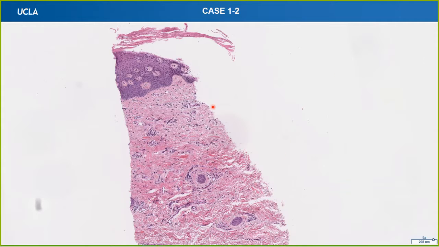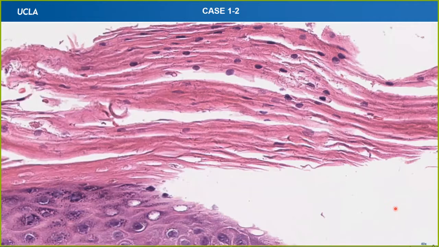So the first question that I mentioned is, is there any neoplastic process? At this low power, I don't see an indication of a neoplastic process. Even at low power, you may see some atypia. In this case, I don't quite see any atypia at the basal layer to suggest VIN, but we will look at that closely. Second question: is there an infectious process?